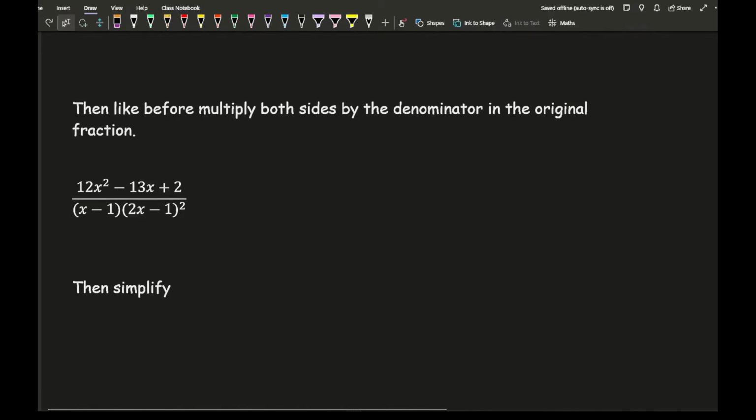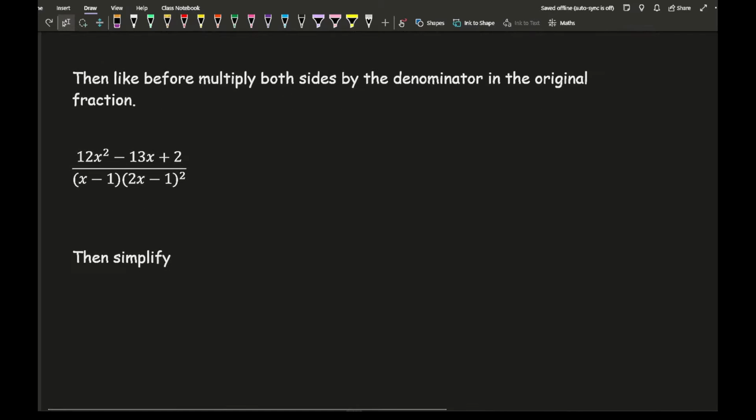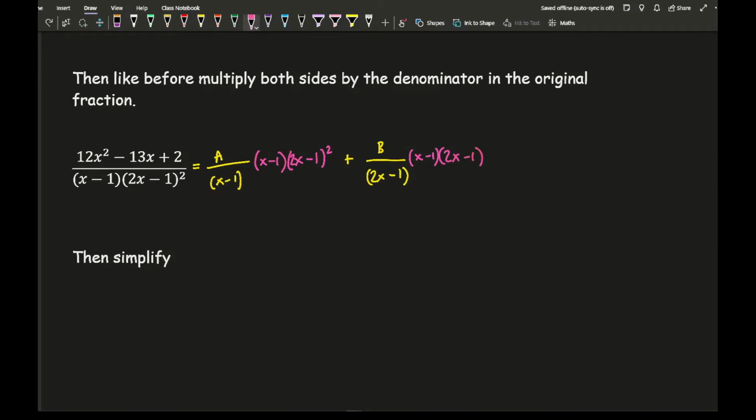Now there's no set method. I'm not going to bore you with the method because if you've watched the previous 2 videos it's going to be generally the same. So from this, just like before, we multiply both sides by the original denominator. So here we had a over x minus 1, and I'm going to multiply that by x minus 1, 2x minus 1 squared, plus b over one of the repeated root without the power, and I'm going to multiply that by x minus 1, 2x minus 1 squared.